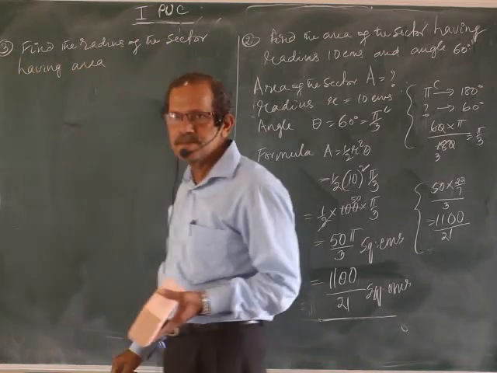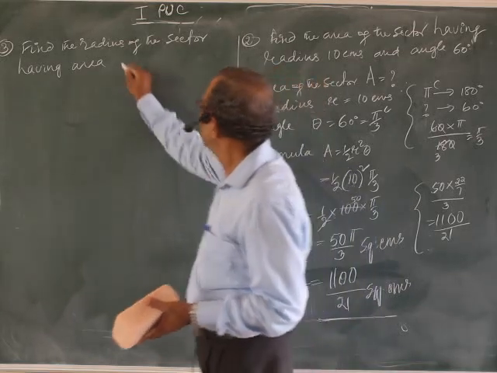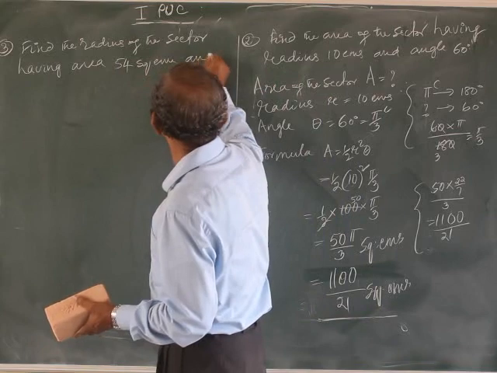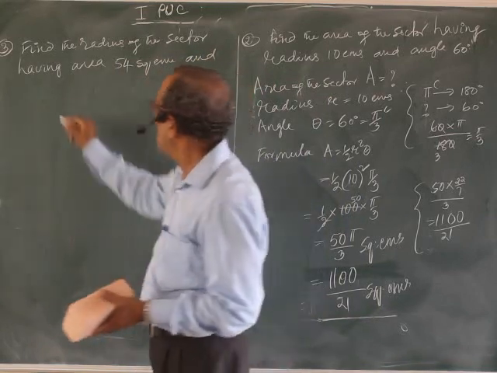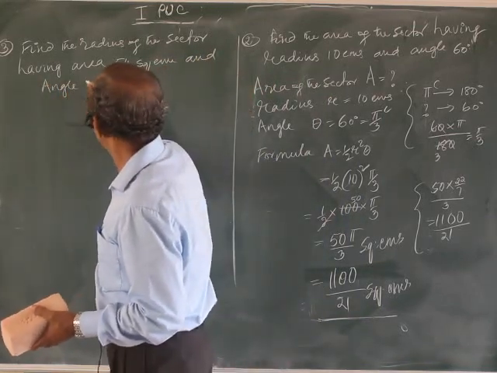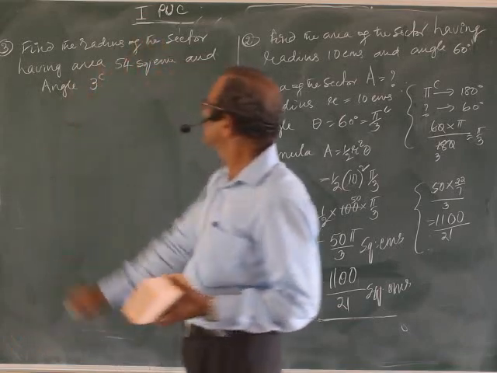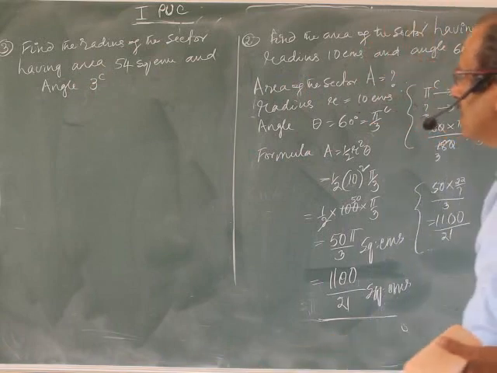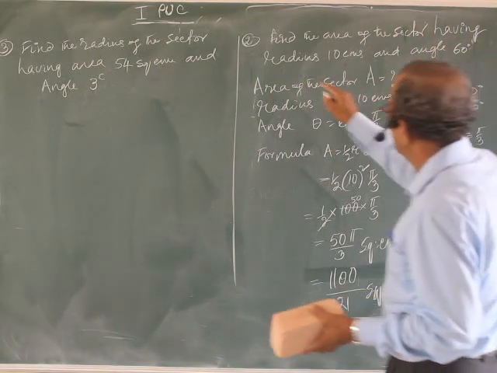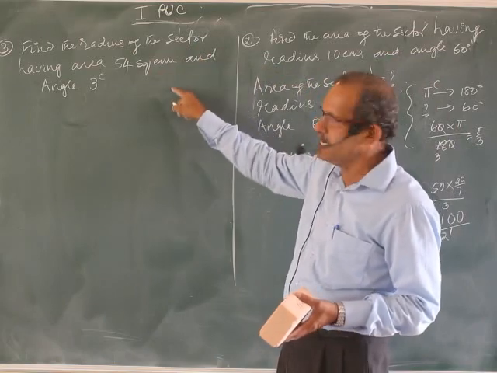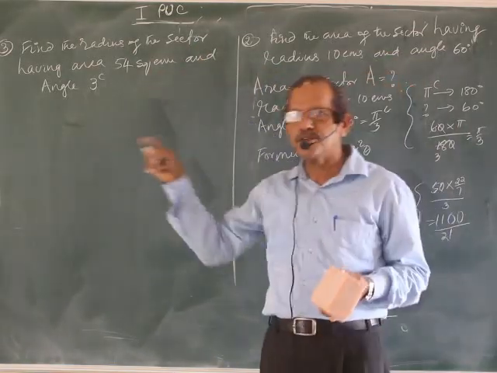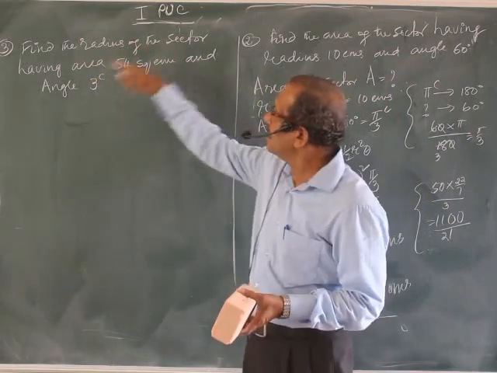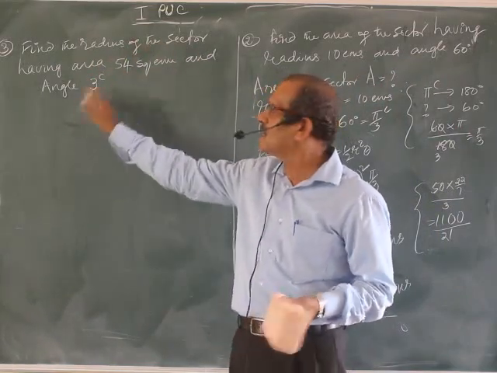area 54 square centimeters and angle 3 radians. Third problem is just a small change. Instead of asking you to find the area of the sector, here the question is find the radius. Area of the sector itself is given, angle also given.